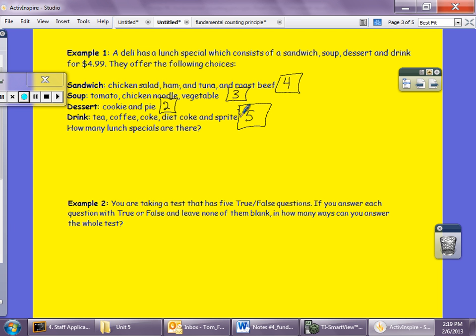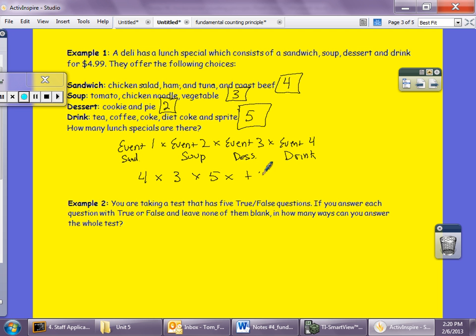Well, what we want to do is event 1 times event 2 times event 3 and times event 4. Event 1 being our sandwich. Event 2 is our soup. Event 3 is the dessert. Event 4 is our drink. So we're going to have 4 times 3 times 5 and times 2. These event 3 and event 4 are switched.